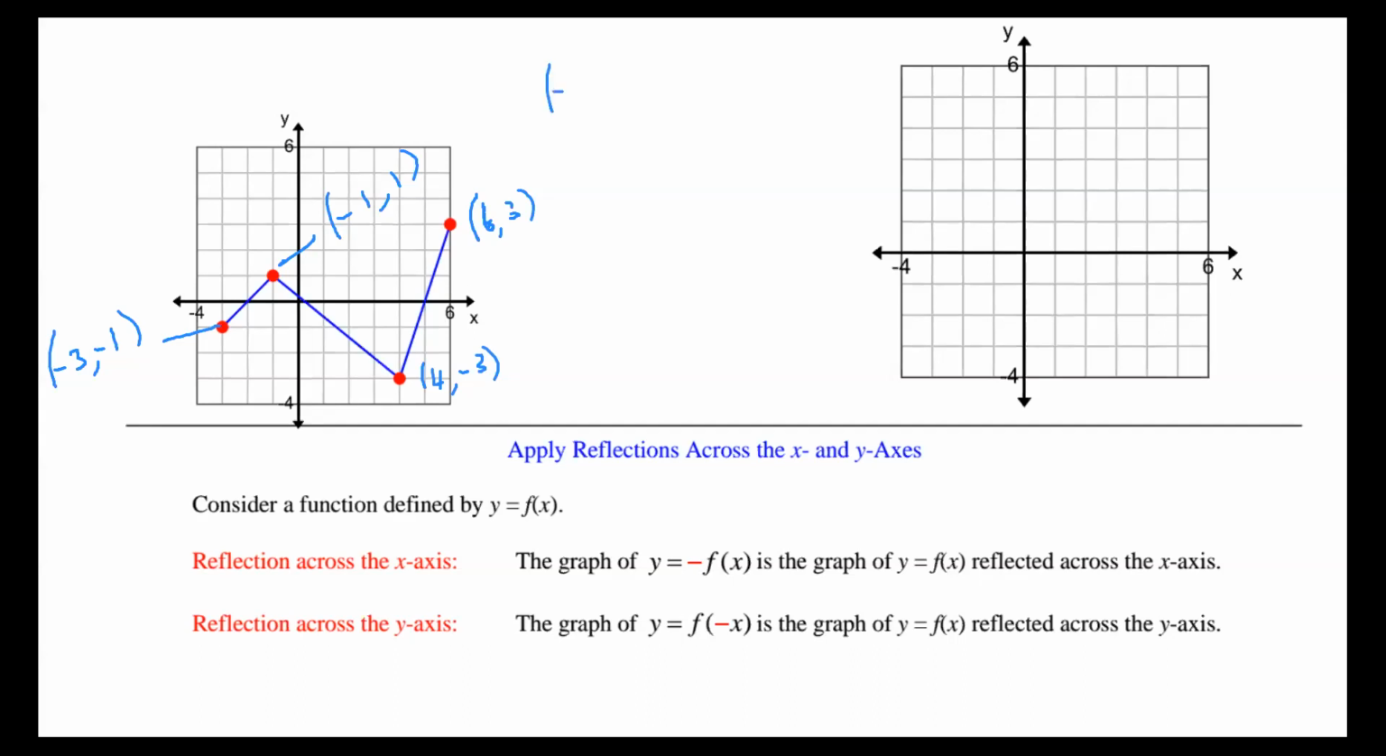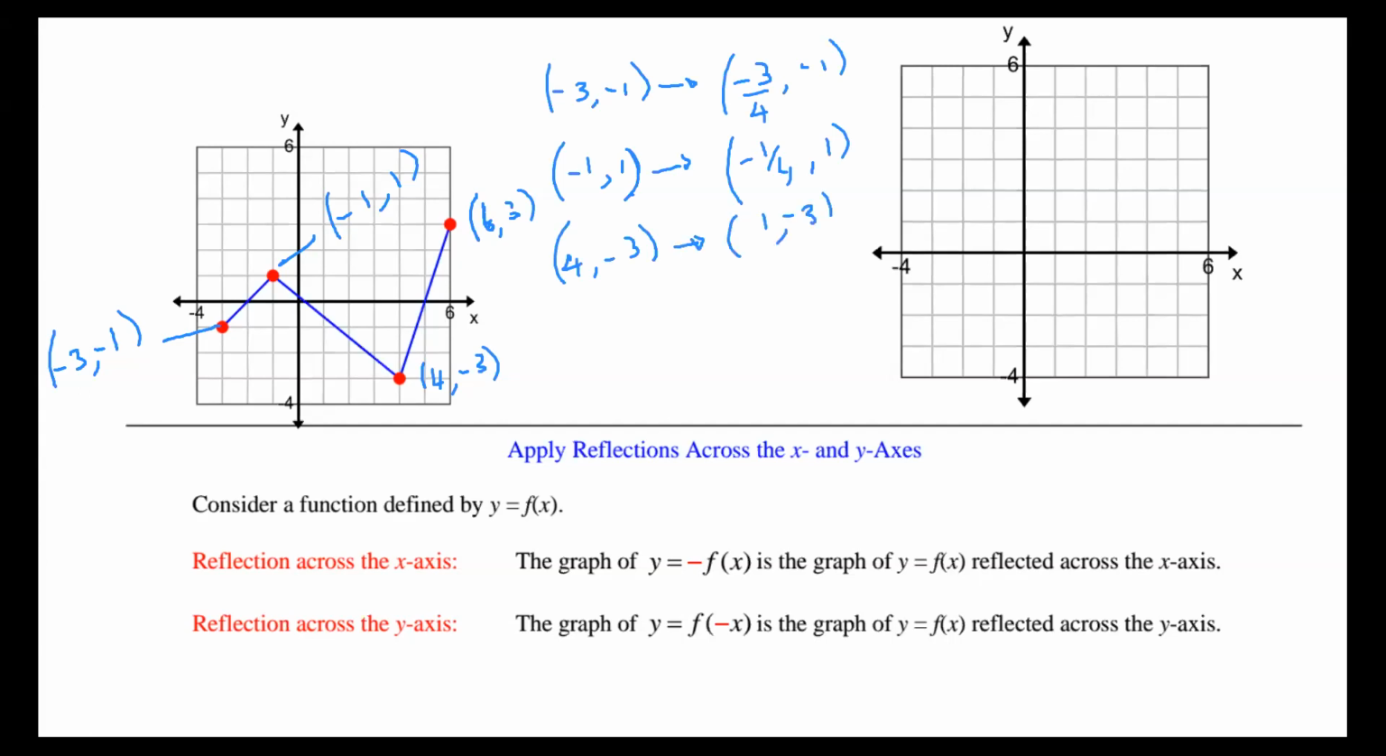So in order to graph f of 4x, we can get the points from these points by transforming. So -3 comma -1 goes to, you have to divide the x value by 4. You have to do the opposite. So it's -3/4 comma -1, and then -1 comma 1 goes to -1/4 comma 1. 4 comma -3, when you divide 4 by 4, we get 1 comma -3, and 6 comma 3 goes to 6 over 4, which is 3/2 comma 3. Now we have to graph this one.